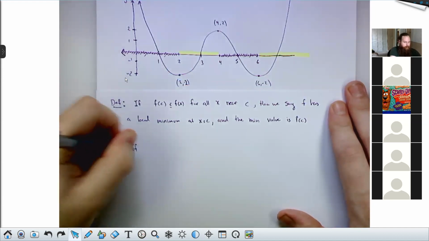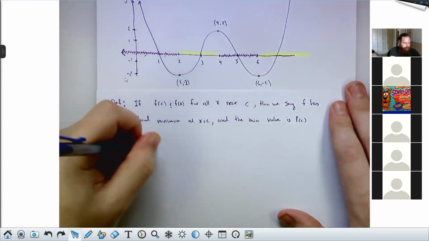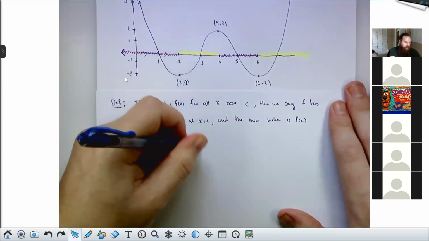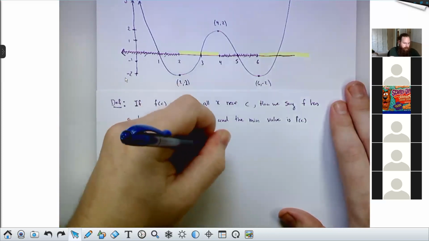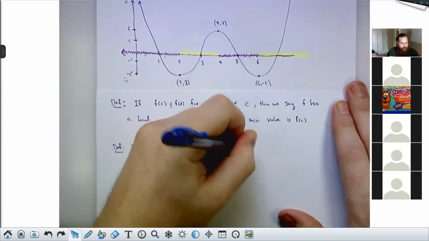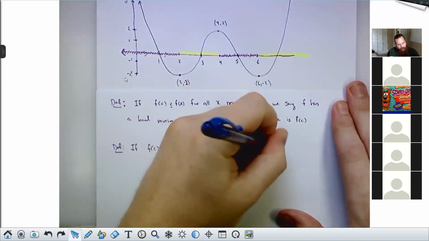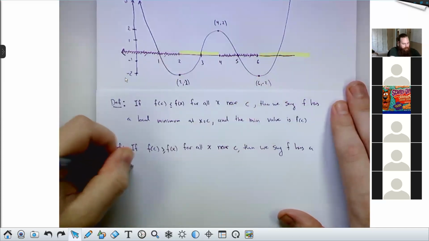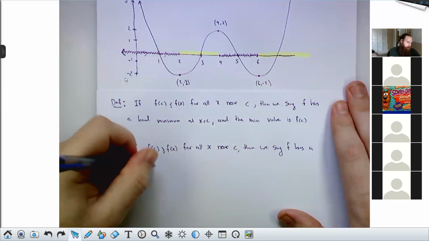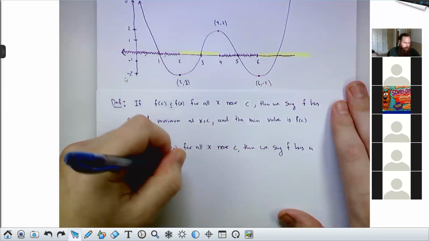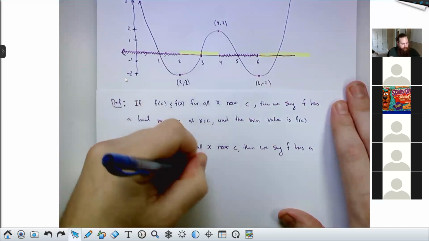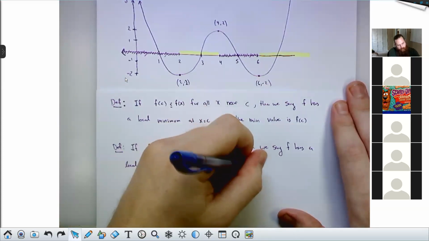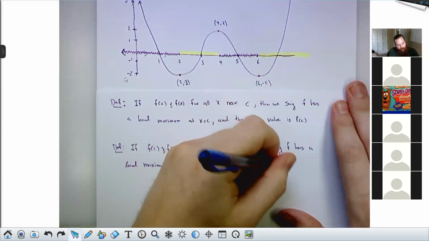On the other hand, if you turn the inequality around, if f of c is greater than or equal to f of x for all x near c, then we say that f has a local maximum at x equals c, and the max value is f of c.